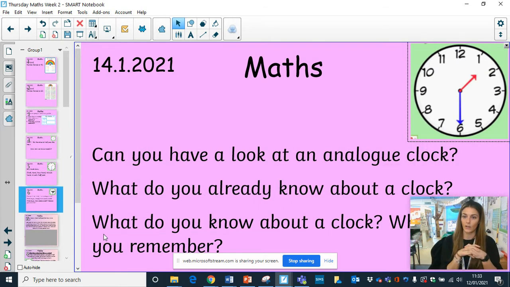So can you have a look at an analog clock? What do you already know about a clock? What do you know? What do you already know? And what can you remember? So think back, what have we been learning this week? So thinking about o'clock as well.